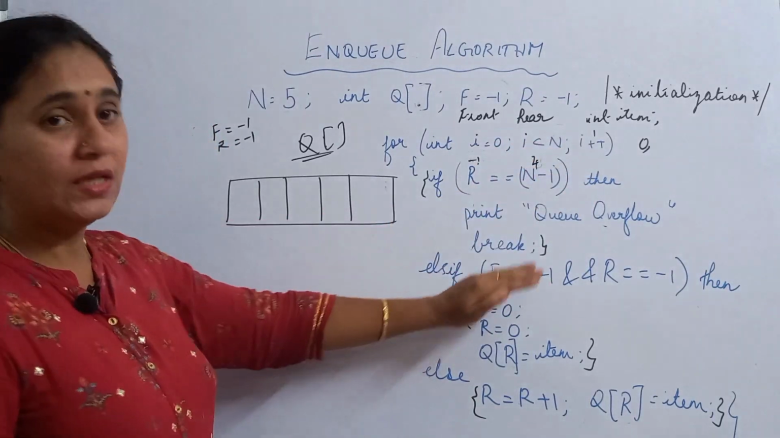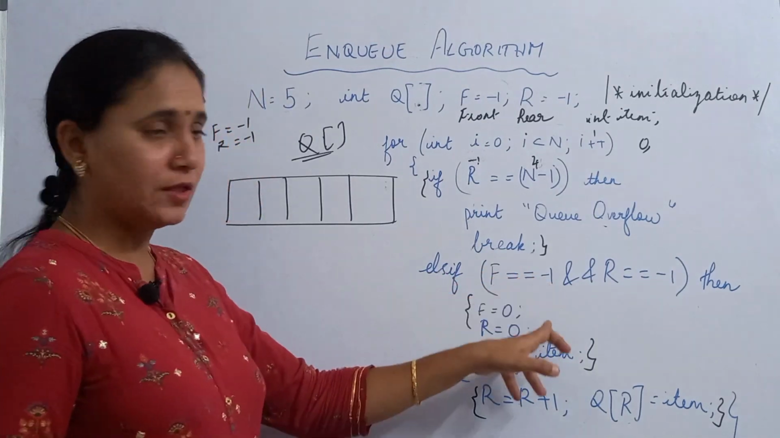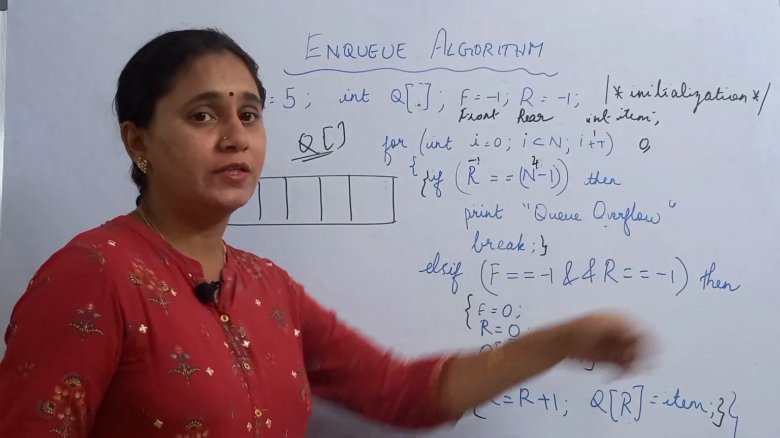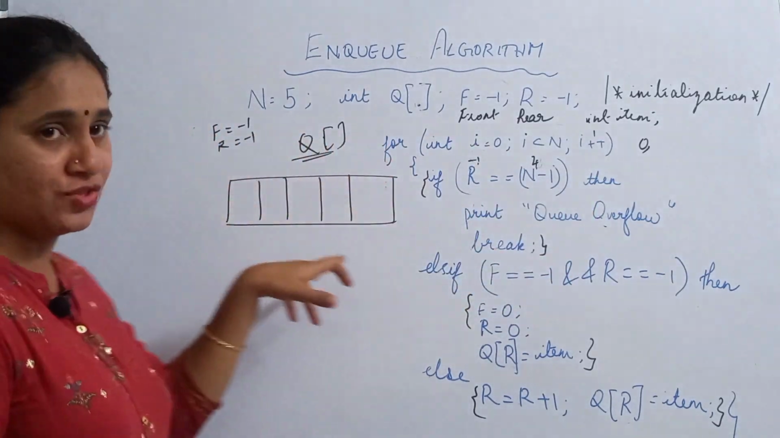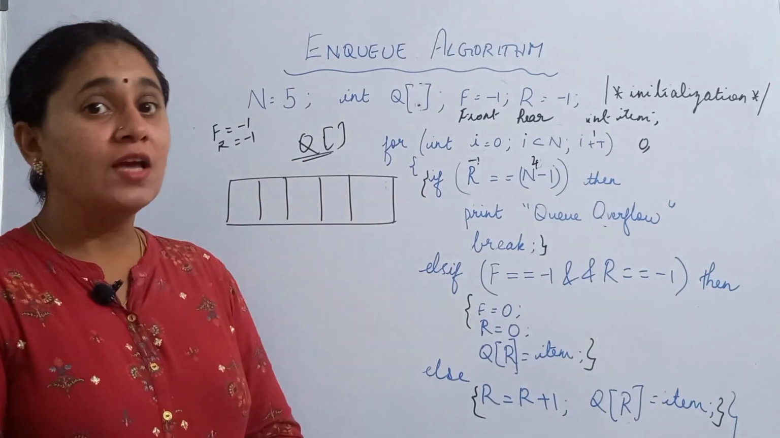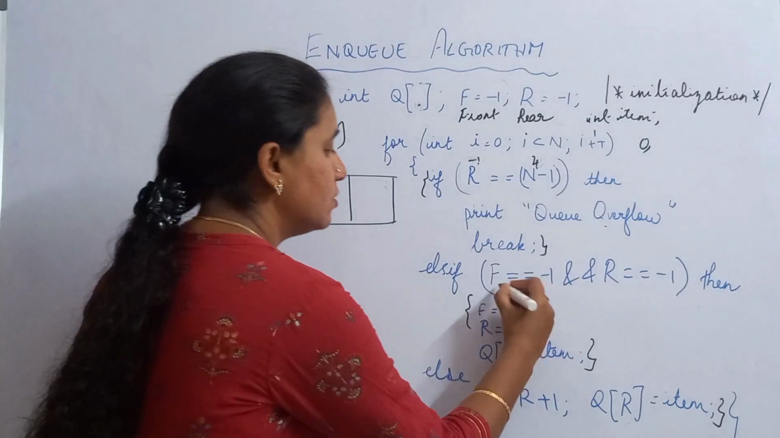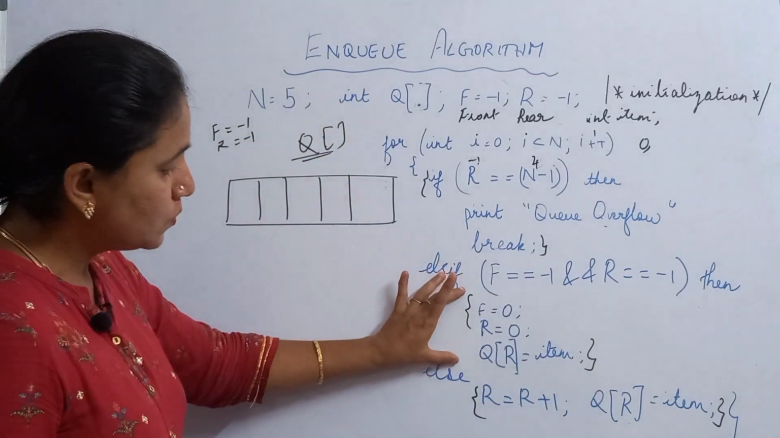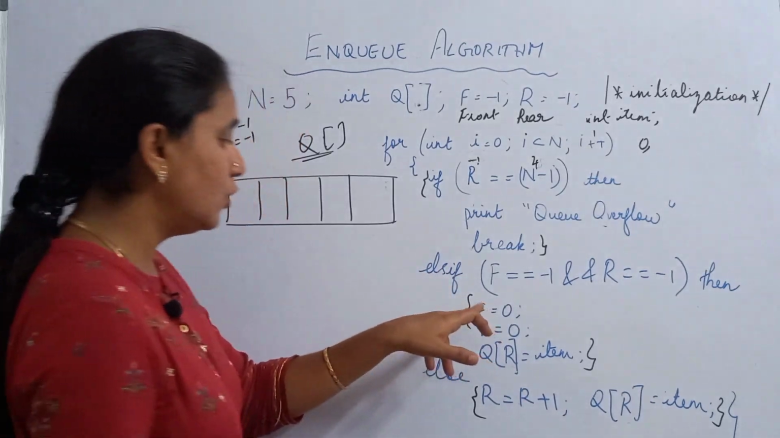Next it will execute the else if part. Now if you see, f is equal to minus 1 and r is equal to minus 1. So you tell me, according to this data structure, is this condition true or false? This condition is true. Right, exactly. So now this block is going to get executed: f is equal to 0 and r is equal to 0.